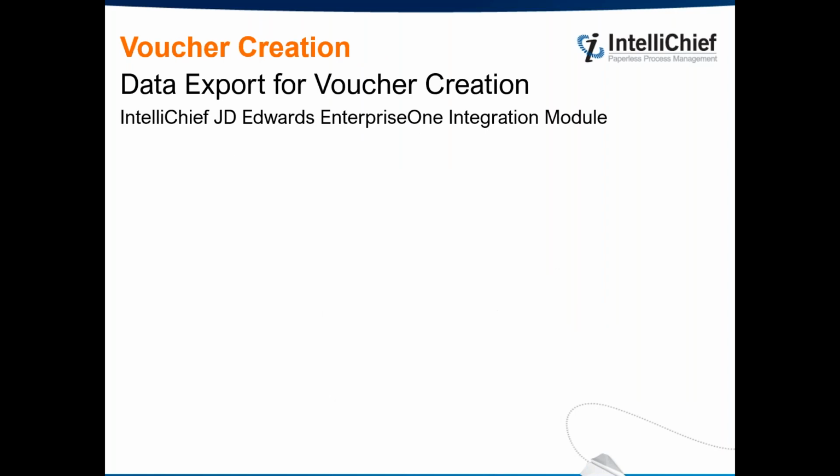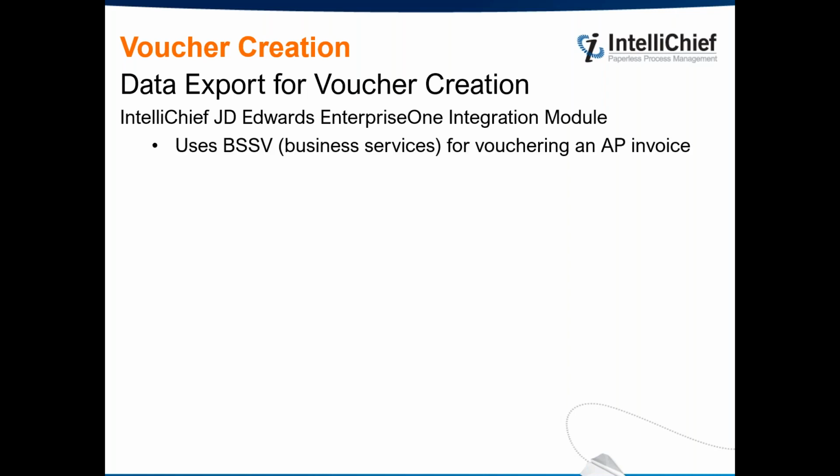And the other point of integration I want to touch on today is the export of this invoice data to get it into JD Edwards. So you don't have to do the data entry, and you can have that voucher creation automatically. And so we've developed an integration module for JD Edwards. This one specifically that I'm talking about now is for Enterprise One. We also have an integration for JD Edwards World, but our Enterprise One integration leverages the JD Edwards Business Services, right, BSSV, and there are specific business services that are offered for vouchering and invoice.